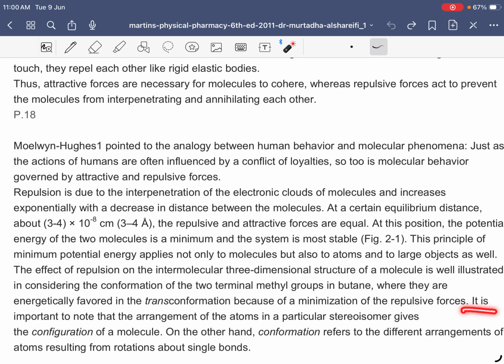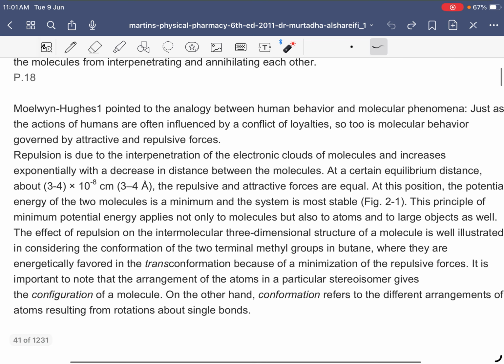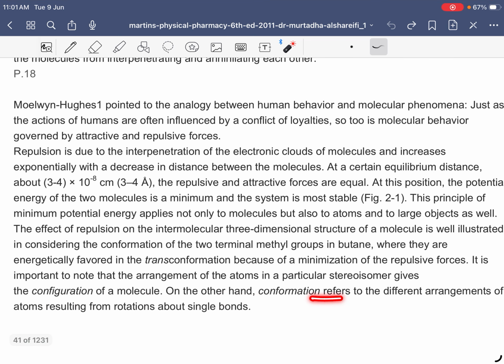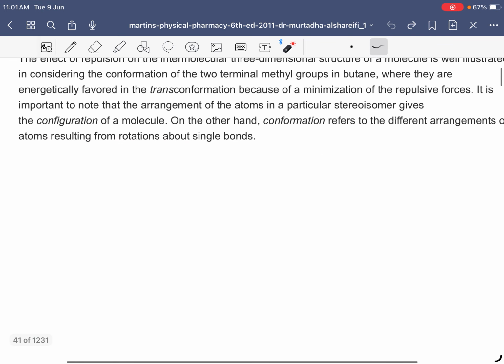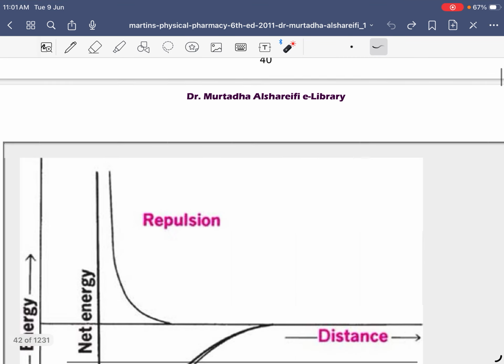It is important to note that the arrangement of the atoms in a particular stereoisomer gives the configuration of a molecule. On the other hand, conformation refers to a different arrangement of atoms resulting from rotation about single bonds.